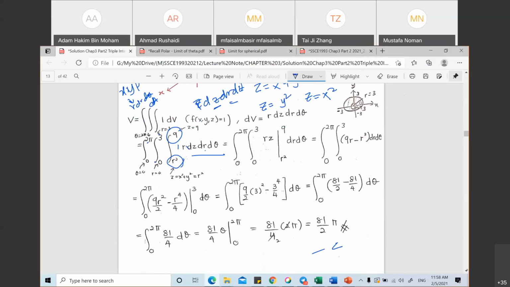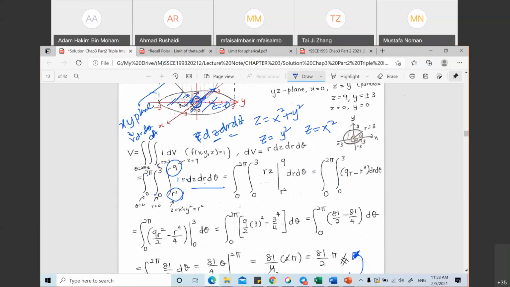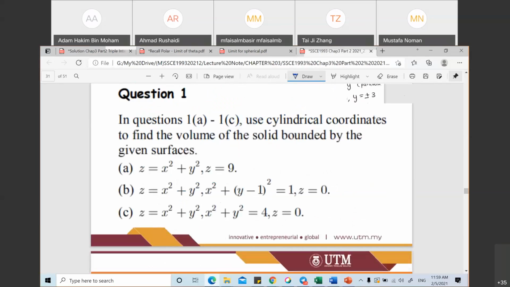Okay, write in 4 decimal places or leave it like this. Doctor, can you repeat, why is it r squared again? I thought it was from 0. Yeah, I also thought 0, but from the question you have here, they give you z equals x squared plus y squared, and z equals 9.